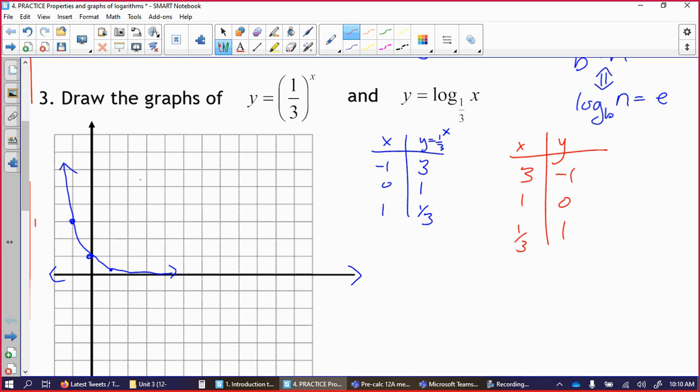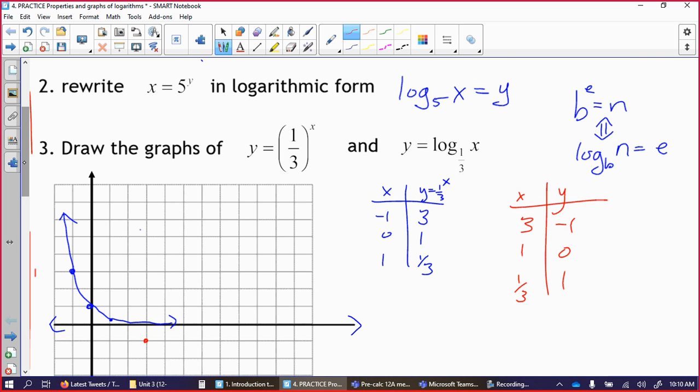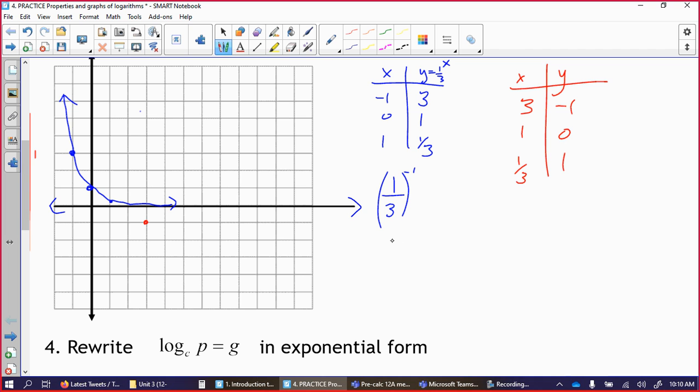Mr. McKay, I'm confused. If x is -1, how is y 3? How do we get that ordered pair? Oh, that one. This one here, 1/3 to the negative 1. So that means 1 to the negative 1, which is redundant because 1 to any power is 1.